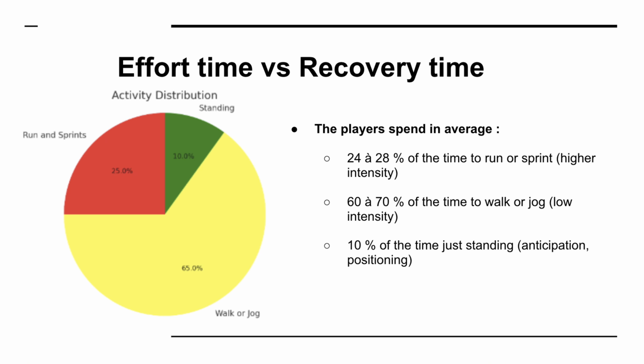The activity distribution is spread as such: 24 to 28% of the time to run or sprint, 60 to 70% of the time to walk or jog, and 10% of the time just standing to make your anticipation work and positioning. The frequency of intense actions such as sprints, change of directions, jumps, or duels is very high.